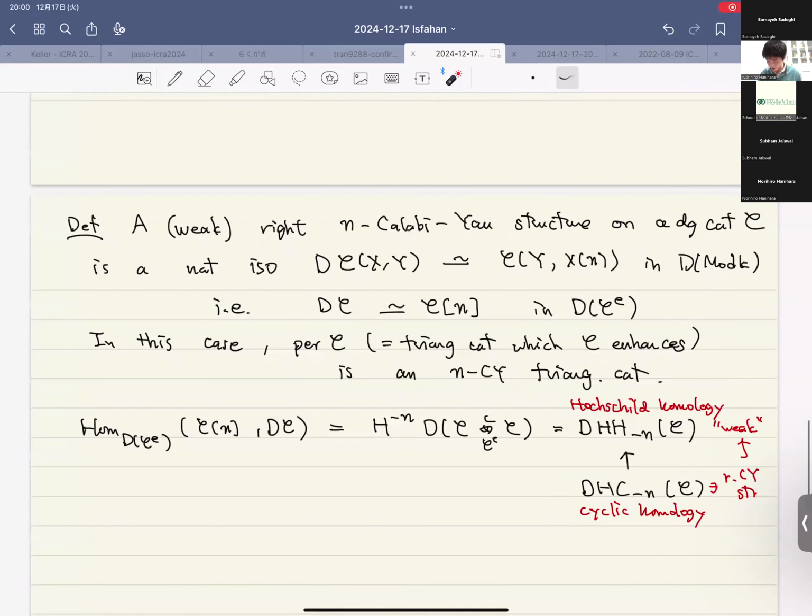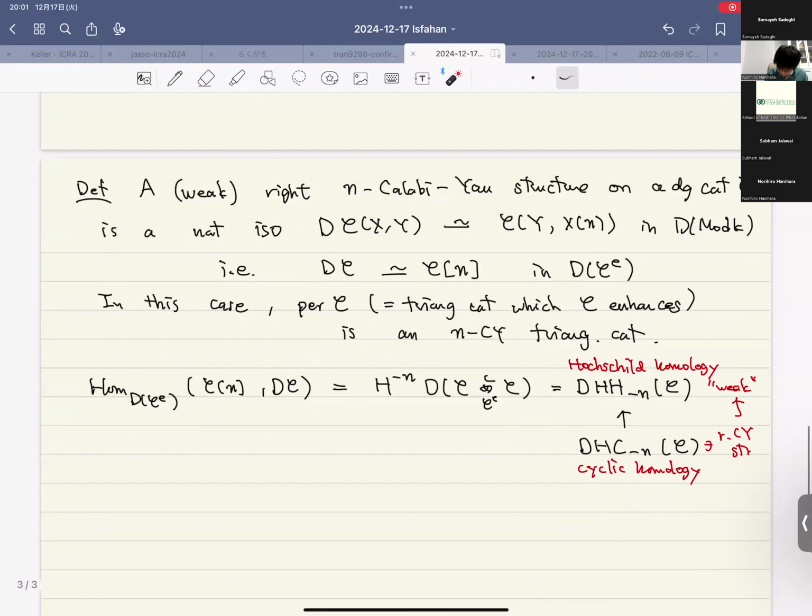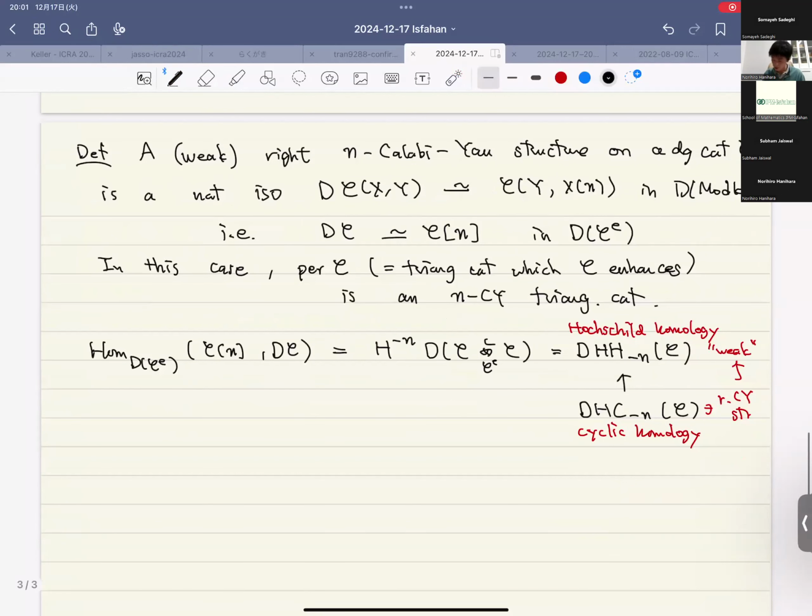Okay, so the precise definition is the element in here, but today I will not go into the details of this. So today I will just think about this isomorphism here, and today call such C right Calabi-Yau. Okay, this is the definition of the Calabi-Yau property for DG categories.